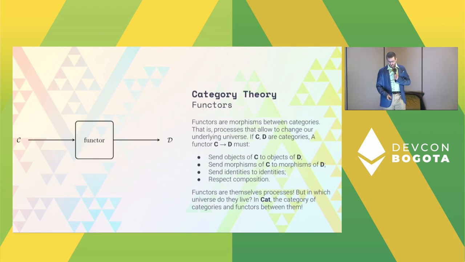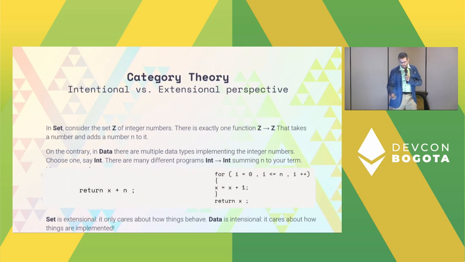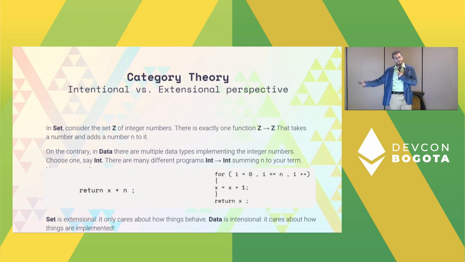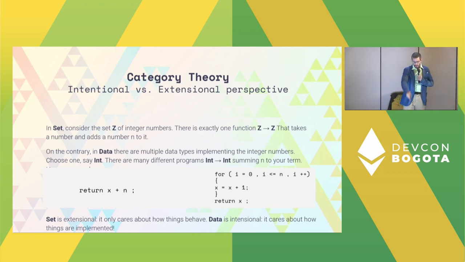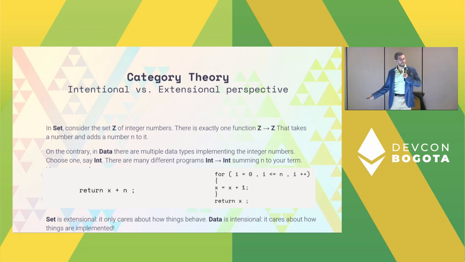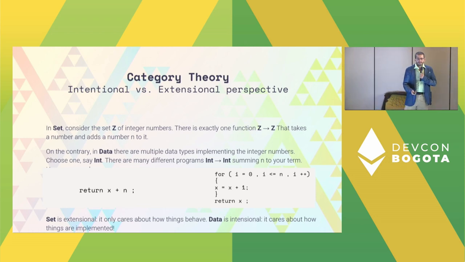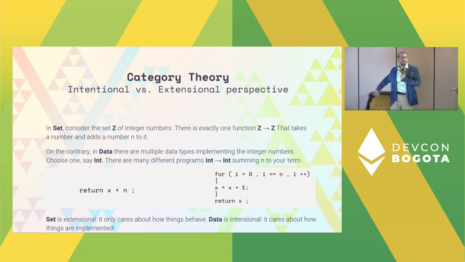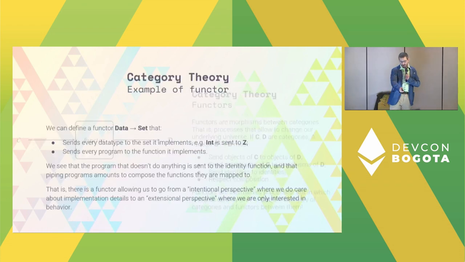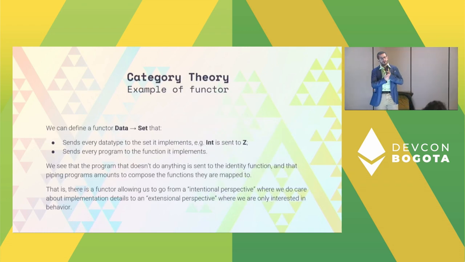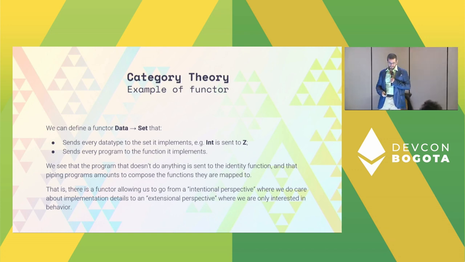With this functor, basically, what happens is that these two programs here get mapped to the same function between sets. So I have two different implementations of the same program that maybe I consider separate as programs. Like if I, for instance, hash the one on the left and the one on the right, the hashes will be different. But they correspond to the same function. They are implementing the same function. So when I go from Data to Set, I'm deciding willingly to lose that information.